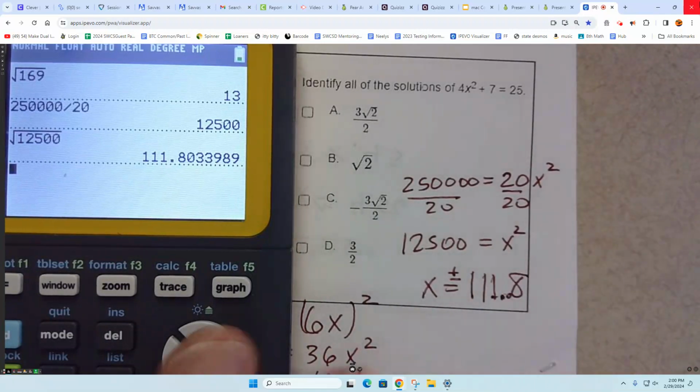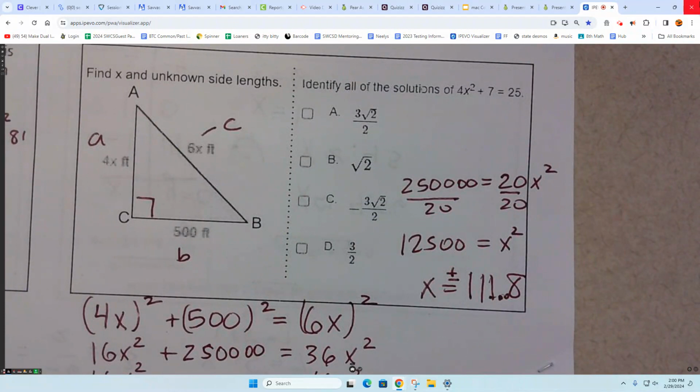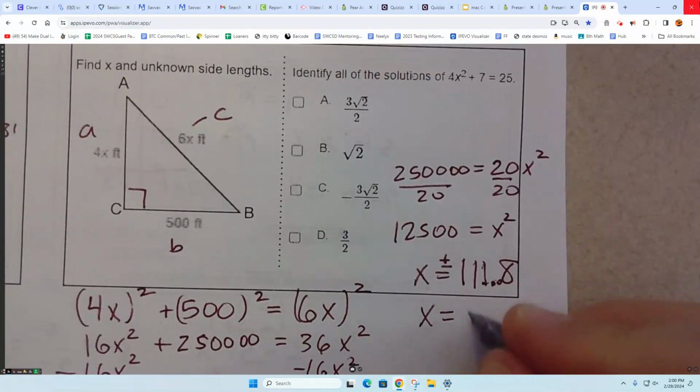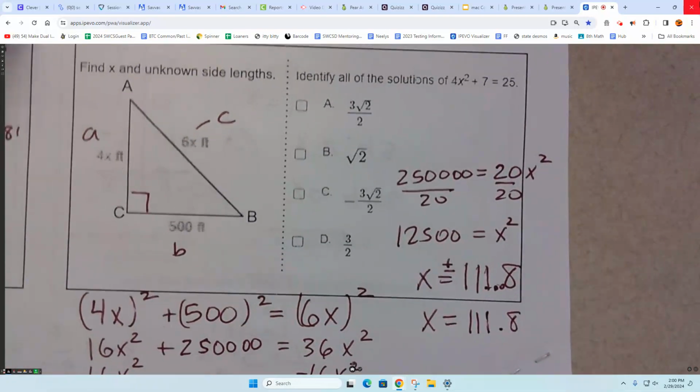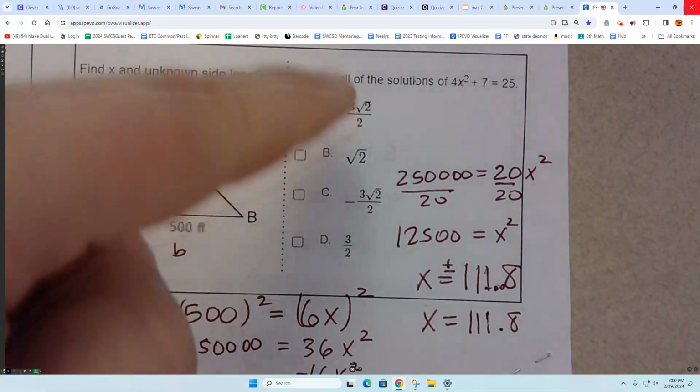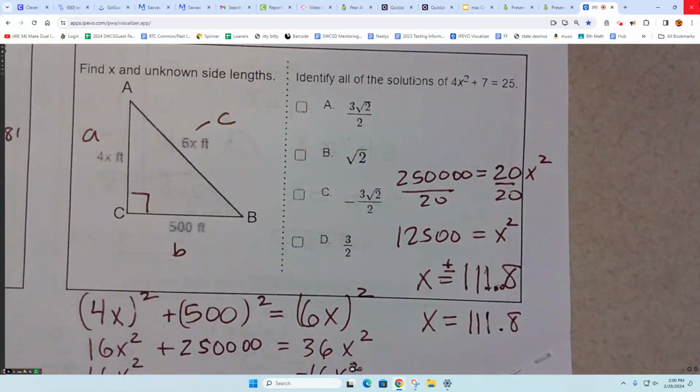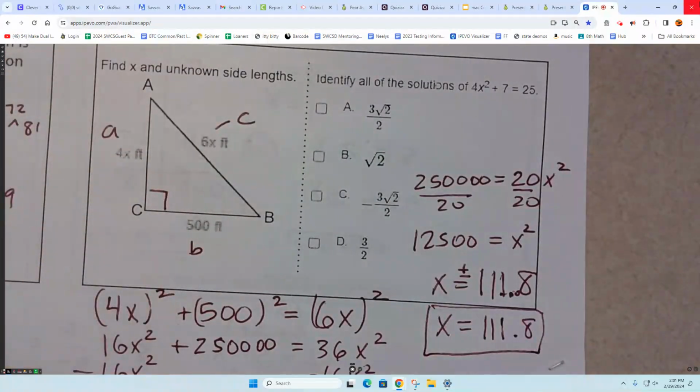Why do I throw out the minus in this answer? Because you can't have a negative length or negative sides. We drew a triangle. So really all I think is it's 111.8. So how can I figure out which is the correct answer if I think the correct answer is 111.8? Put it in Desmos. Put what in Desmos? All of the options. All the options. Now, let me ask you this.